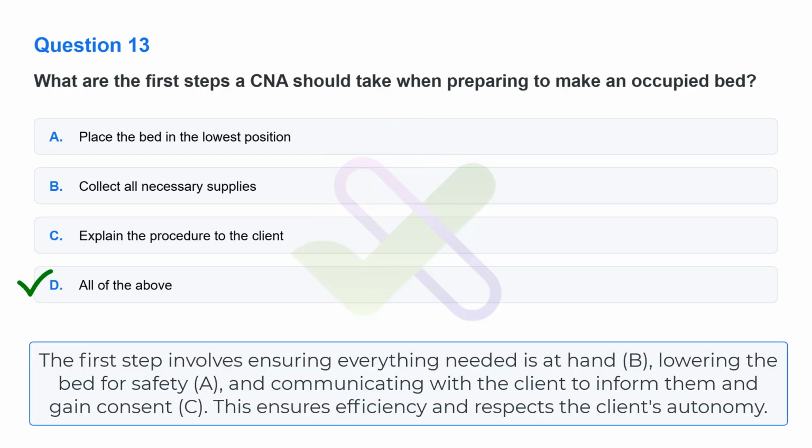The correct answer is D. All of the above. The first step involves ensuring everything needed is at hand. B. Lowering the bed for safety. A. And communicating with the client to inform them and gain consent. C. This ensures efficiency and respects the client's autonomy.